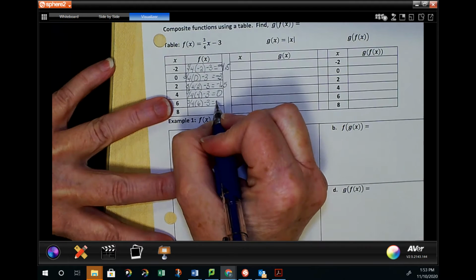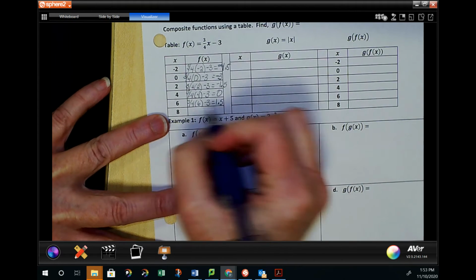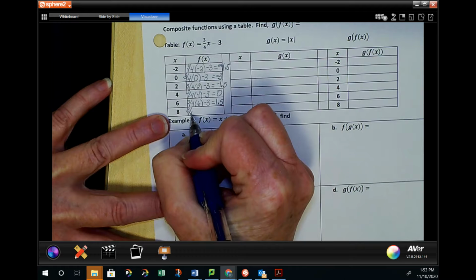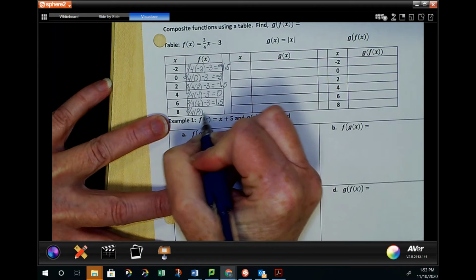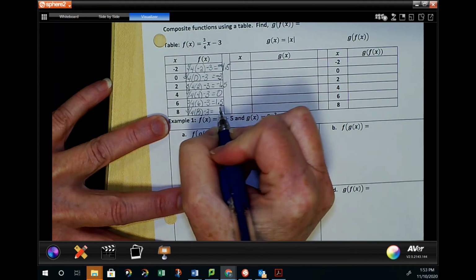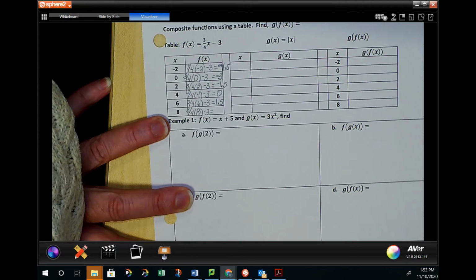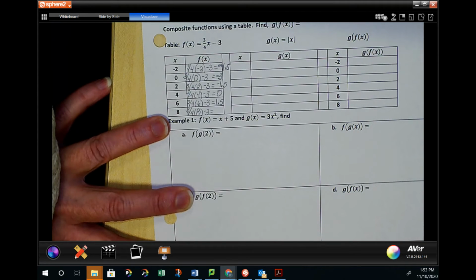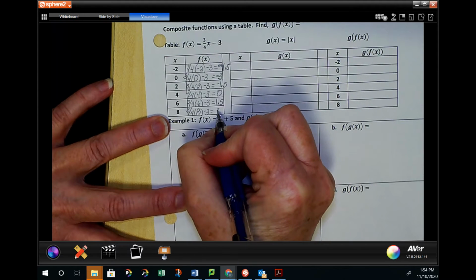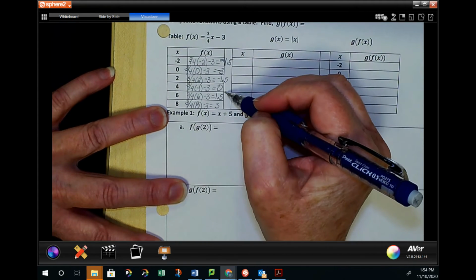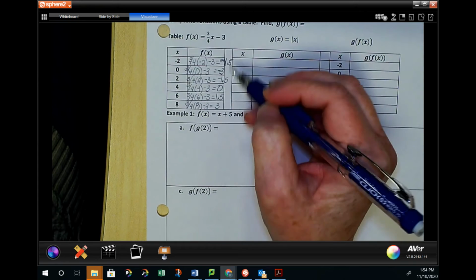And that's 1.5. And then the next one, 3/4 of 8 minus 3 equals 3. So now you've got this. So now here's the part.